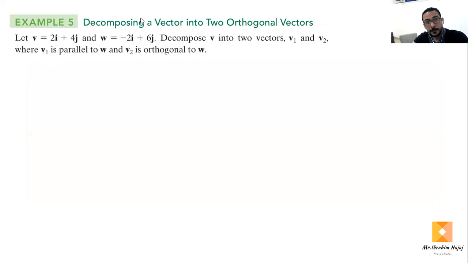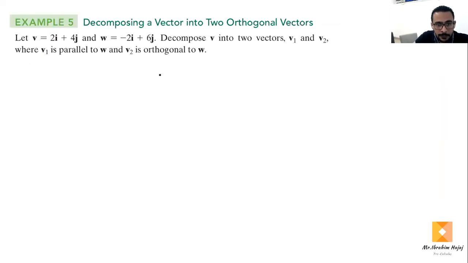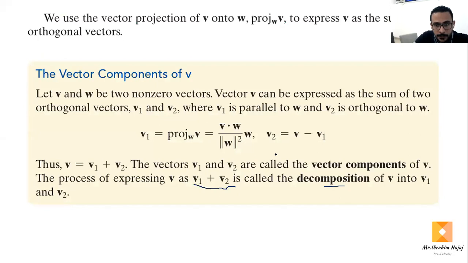Let's do example 5. It's important. V1 is parallel to W and V2 is orthogonal to W. One is parallel and one is orthogonal. So V1 is its projection, and V2 we get by subtracting.